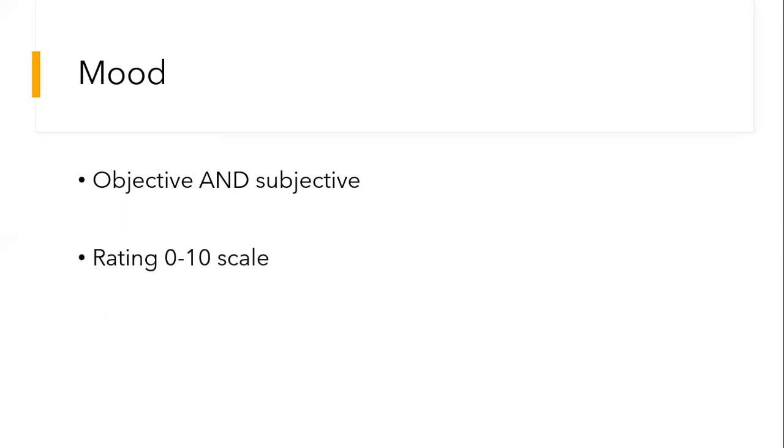To assess that, you might want to ask the client how they feel their mood is on a scale of 1 to 10. That can sometimes be useful to monitor changes in mood. Or you could ask them, how would you describe your mood? Or what's your mood like at the moment?